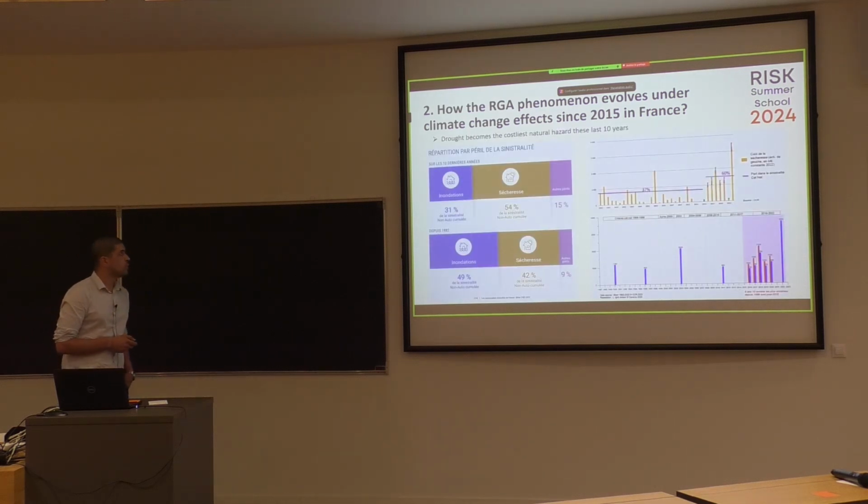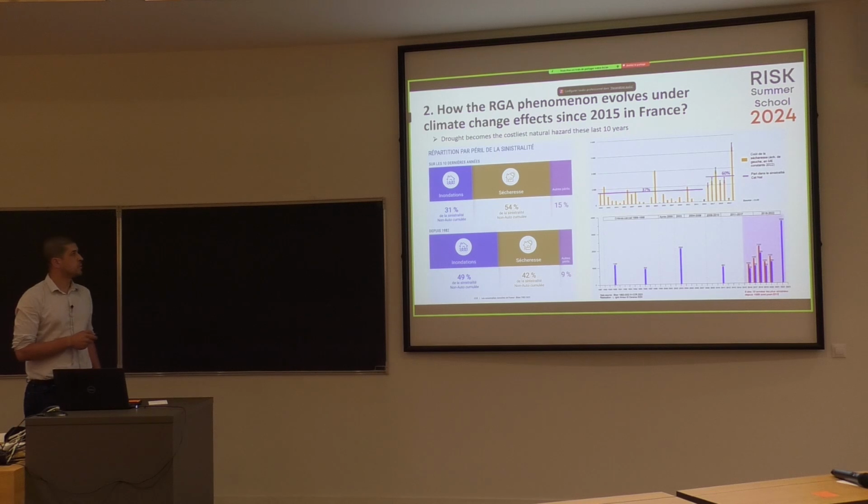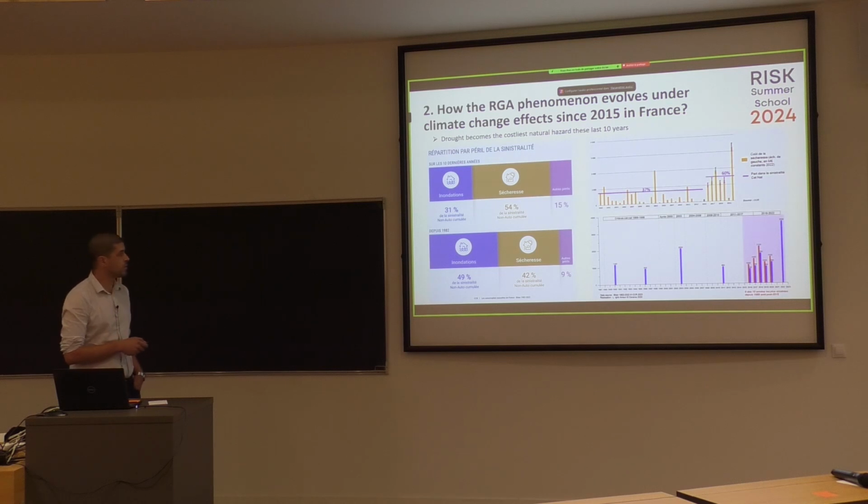We have also droughts. Drought becomes the costliest natural hazard these last 10 years. You can observe it here in this illustration.